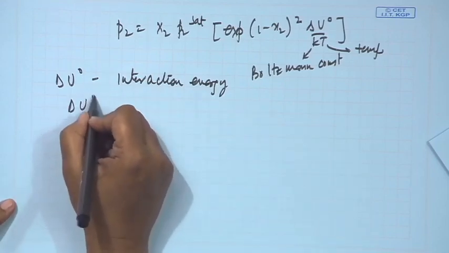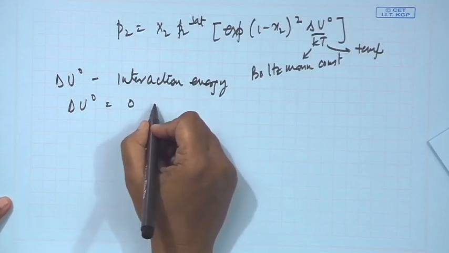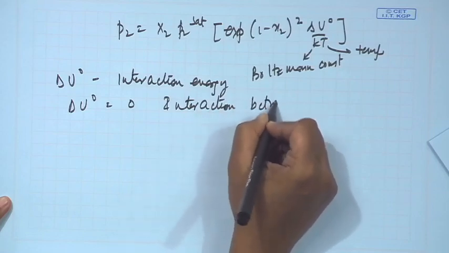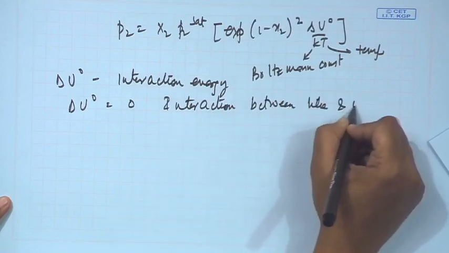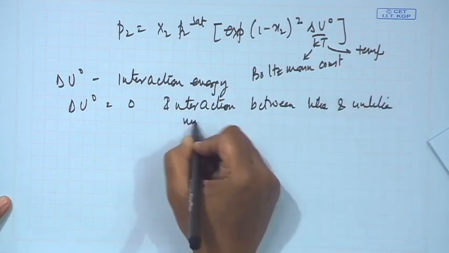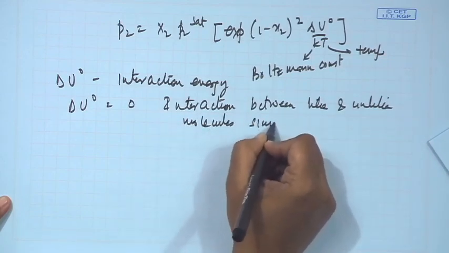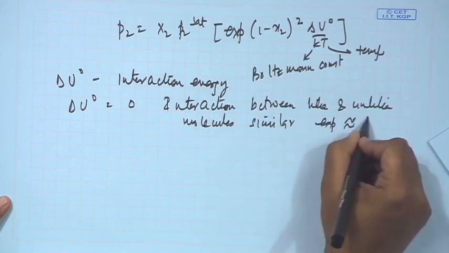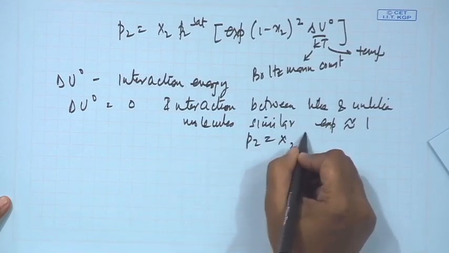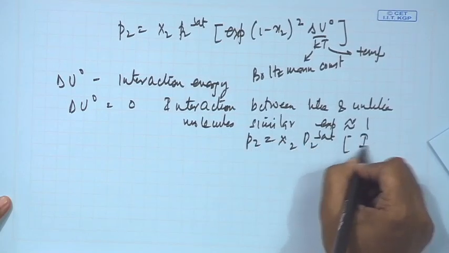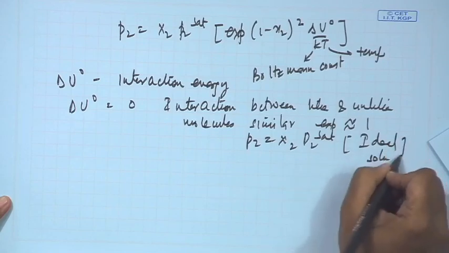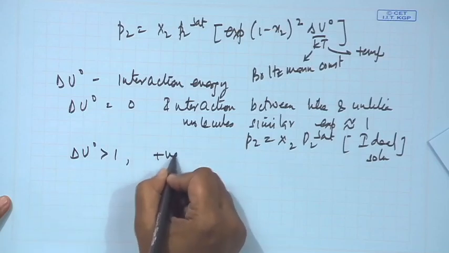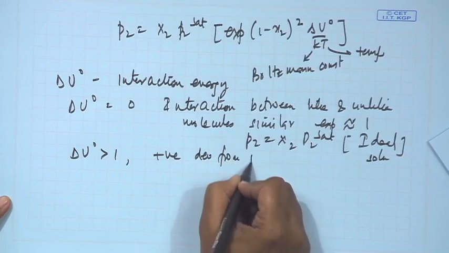Now, when delta U0 equals 0, then naturally we find that the interaction between like and unlike molecules is similar. So, the exponential term becomes almost equal to 1, and P2 can be given as X2 P2 saturated, which is the case for an ideal solution. When we find that delta U0 is greater than 1, under that condition, we get positive deviation from Raoult's law.